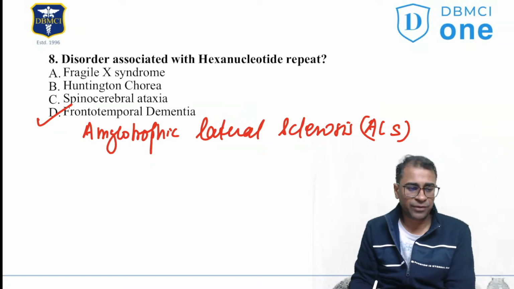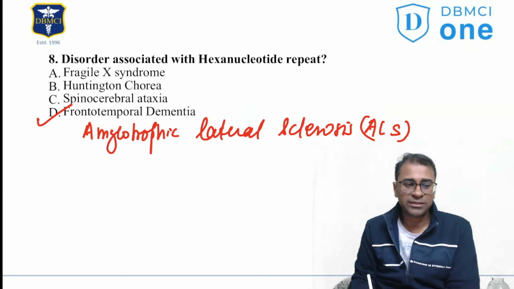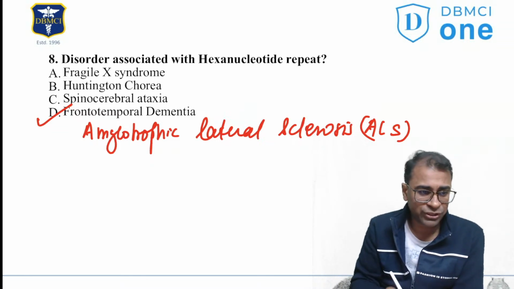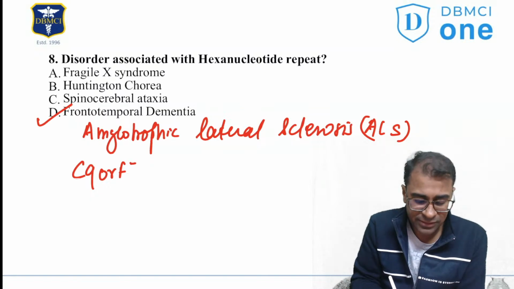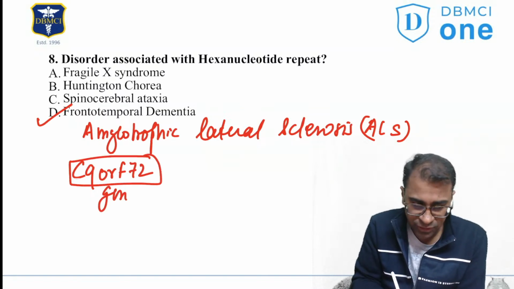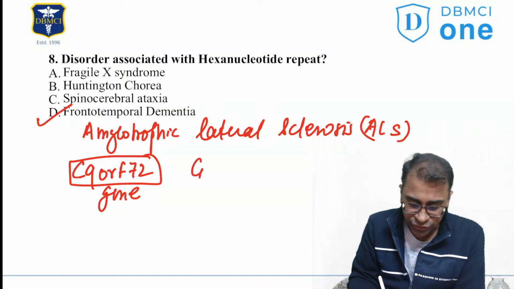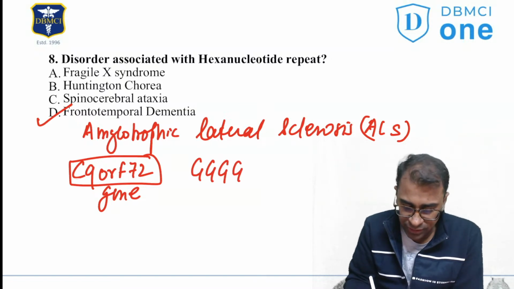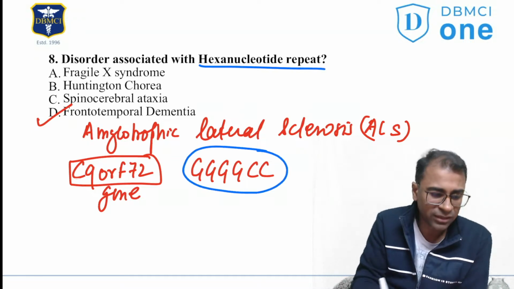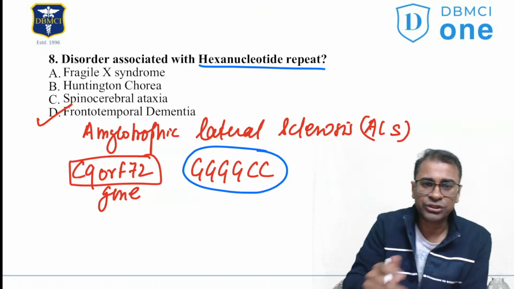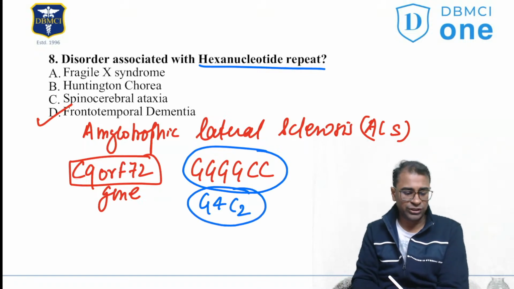Frontotemporal dementia, right? So in this case, what happens? It is a typical mutation of C9ORF72. Now, this typical gene mutation often leads to a repeat of GGGGCC. Because of the 6 nucleotide repeats, it is referred to as hexanucleotide repeats. We call them G4C2. G4C2 is how you will call the name.